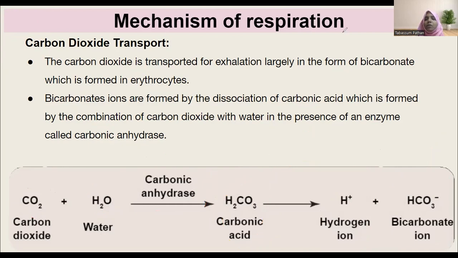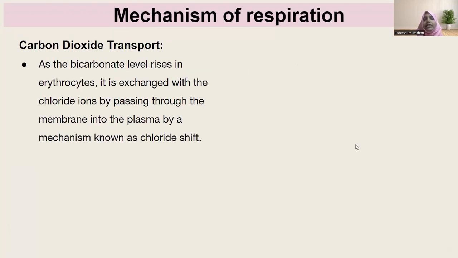Now, how is this bicarbonate ion transported in the form of carbon dioxide to the lungs? This is happening at the tissue level. From the tissue, the carbon dioxide is taken into the red blood cell, the RBC, and combined with water, and this is the reaction. As the RBC takes up the carbon dioxide, these reactions happen at a faster rate.